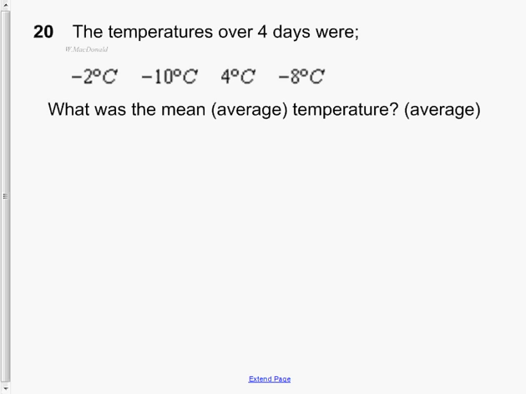And the last question says the temperature over 4 days were these 4 temperatures. What was the mean (average) temperature? And it says average again, just in case you didn't read it the first time. That's a misprint. Okay, so to get the average, you have to add the 4 temperatures up first.